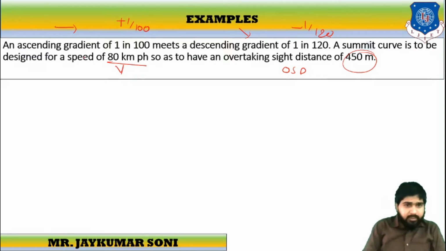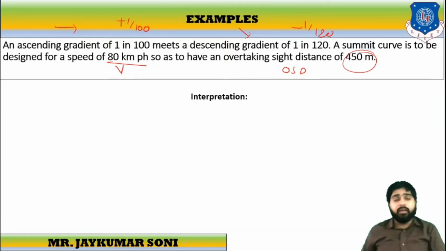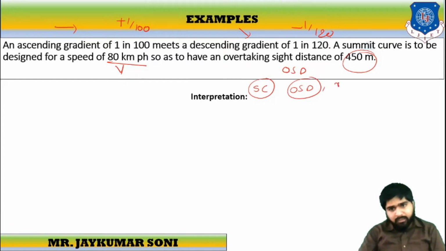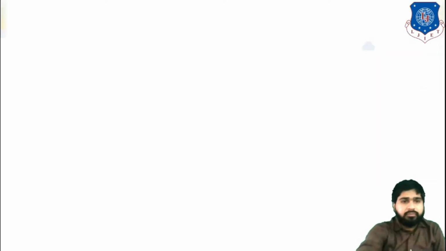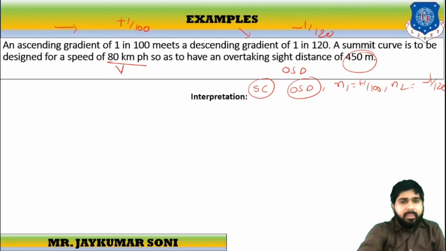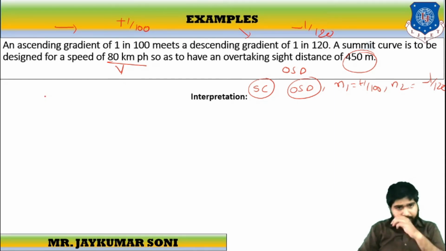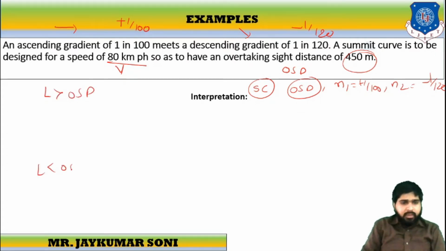So what we have understood from this particular statement is that we have to design the length of the summit curve with the help of OSD, where we have been given the value of N1 as plus 1 by 100 and N2 as minus 1 by 120. First of all, we have to have the criteria of the OSD: L greater than OSD and L less than OSD. We have to find the value of L.